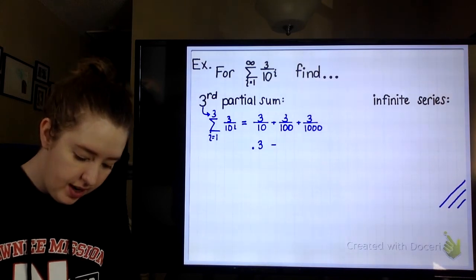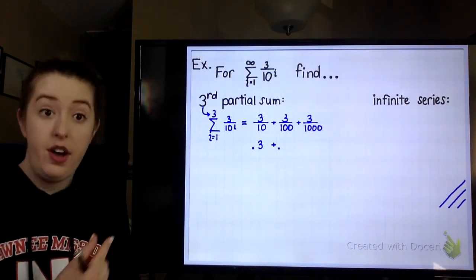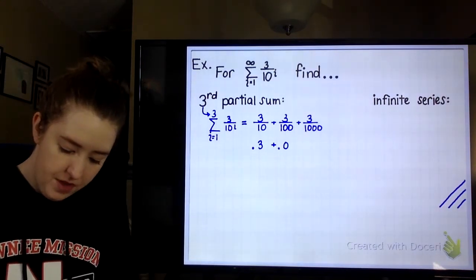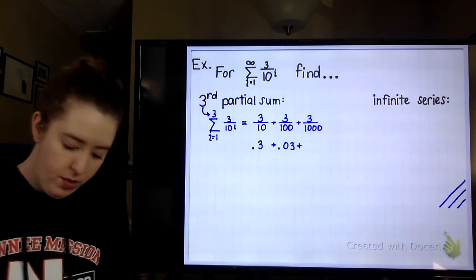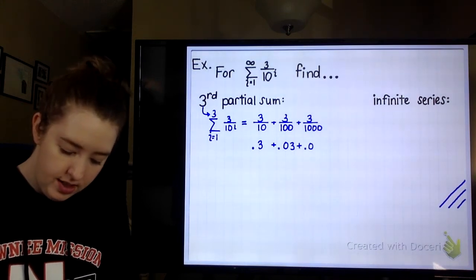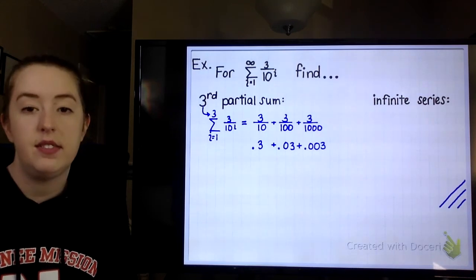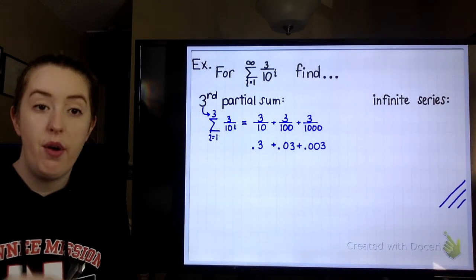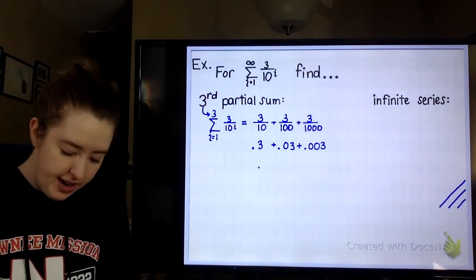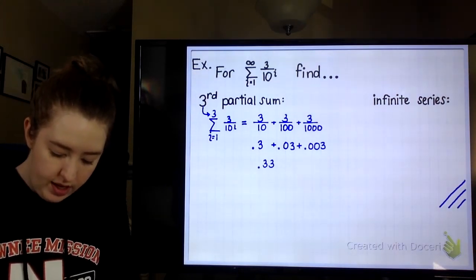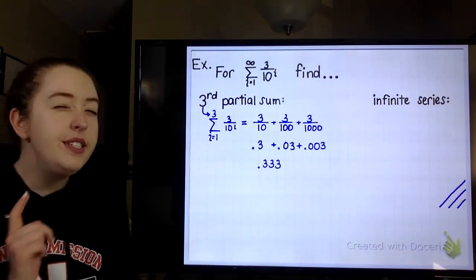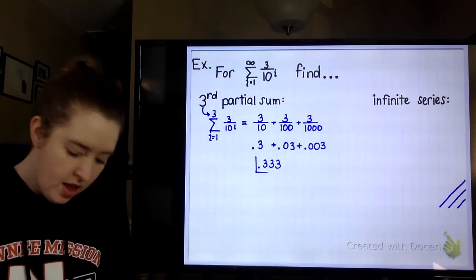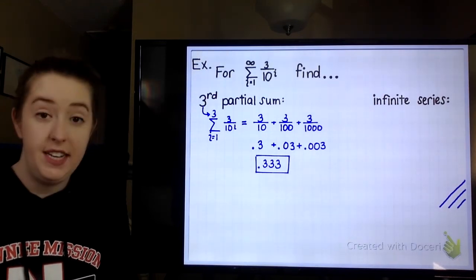The next one was called the hundredths place, right? So 3/100 is 0.03. 3/1000 is 0.003. Now, if we add 0.3 plus 0.03 plus 0.003, what we're ending up with there is 0.333. So let's keep that in mind as we talk about this. I'm going to box this up as my answer. As we talk about this as an infinite series.